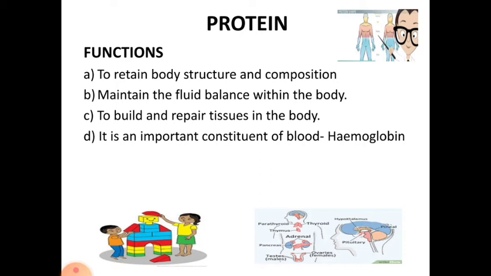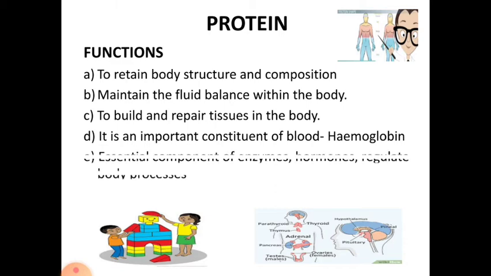Hemoglobin transports oxygen from the lungs to the tissues and brings carbon dioxide from the tissues back to the lungs. It is an important essential component of enzymes and hormones, which regulate many body processes. Enzymes help in digestion. Hormones are secreted from the glands. For example, thyroid secretes thyroxine, pituitary gland secretes growth hormone. So it is important to release these hormones as they are helpful in growth.